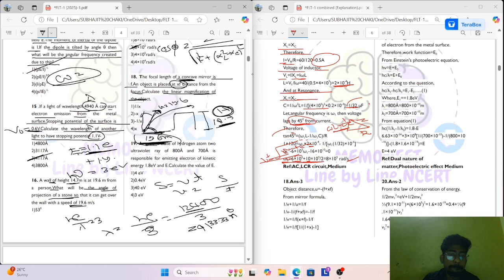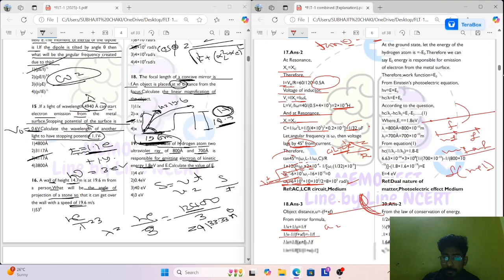Next question: ultraviolet rays of 800 and 700 angstrom are responsible for emitting electrons with kinetic energy 1.8 electron volt and E. Calculate the value of E. The same Einstein photoelectric equation you have to apply here. We know from the Einstein photoelectric equation, hc by lambda equals E plus E naught, where E naught, or phi naught, is the work function. For a single metallic surface, the work function is equal.